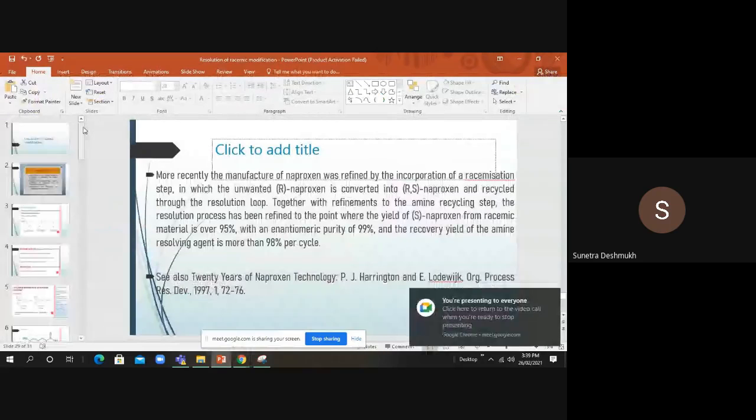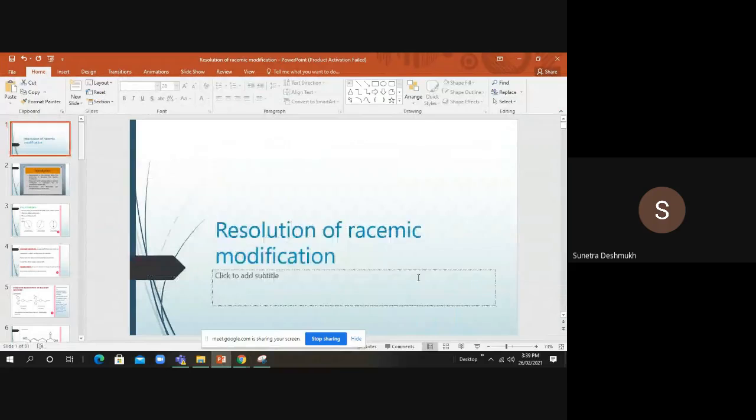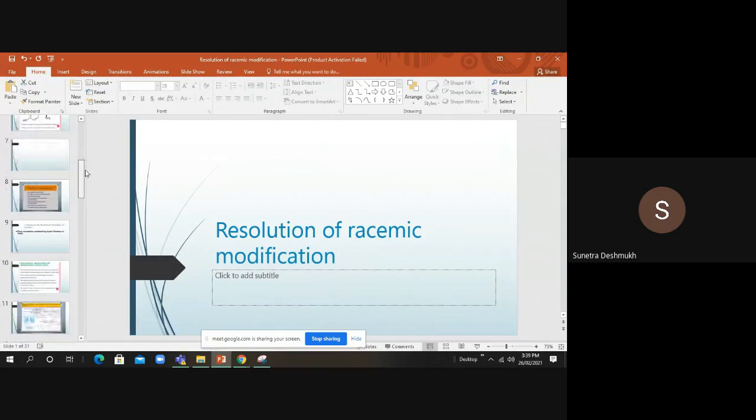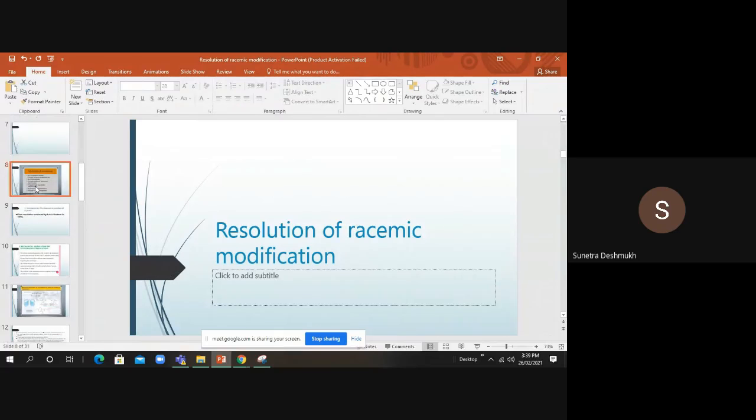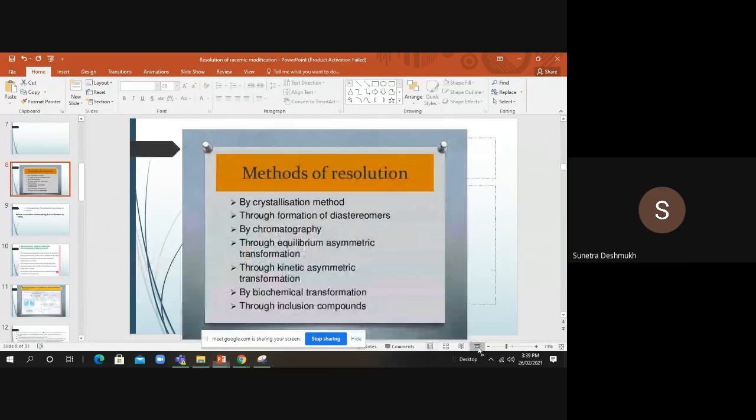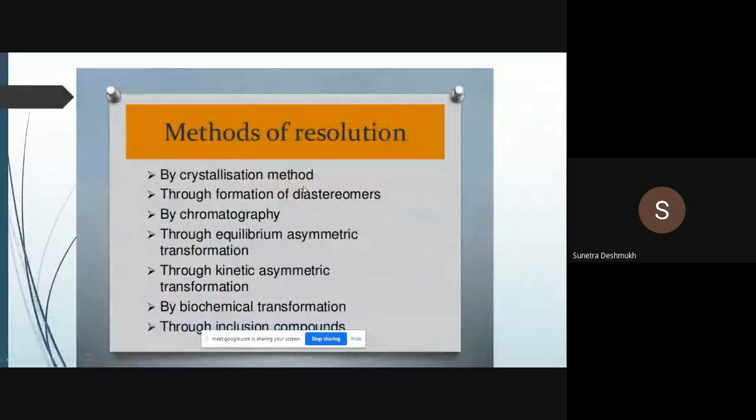Okay, so as we have started the resolution topic, in the last lecture we saw resolution by mechanical means. There are different resolution methods we have seen. In that, we have seen different methods. First one, the crystallization method. That one is the mechanical method of separation of the enantiomers, invented by Louis Pasteur in 1848.